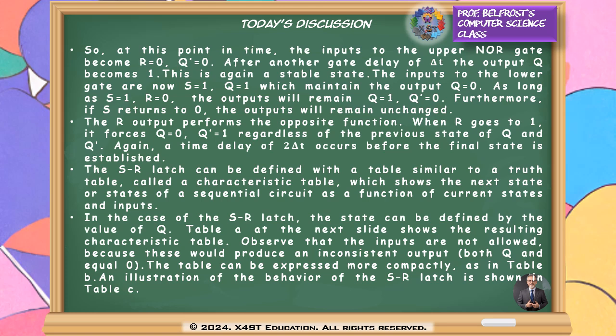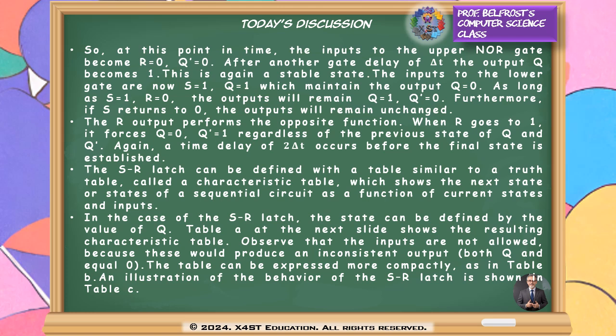And as long as S equals 1, R equals 0, the outputs will remain Q equals 1, Q not equals 0. Furthermore, if S returns to 0, then the outputs will remain unchanged. This is the property that has been described the first time.